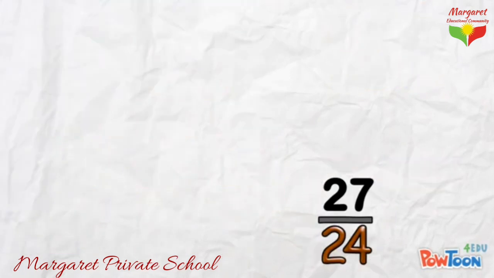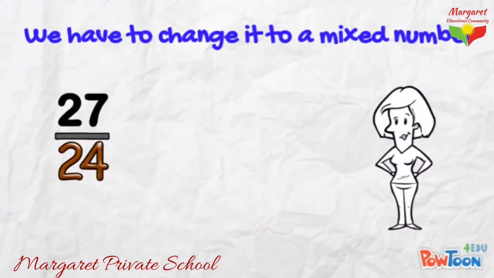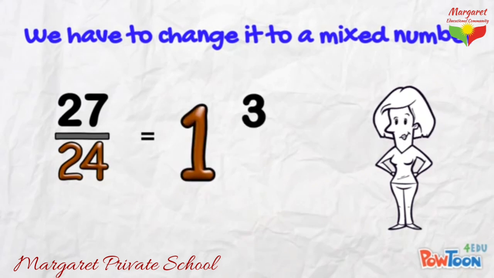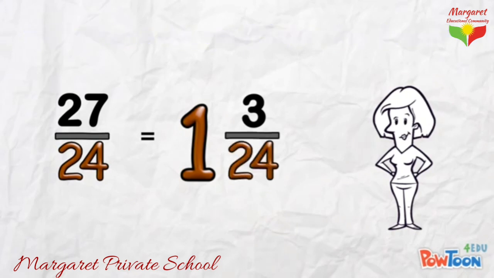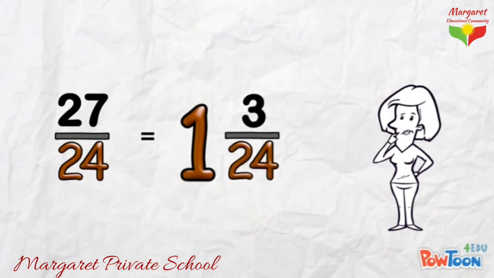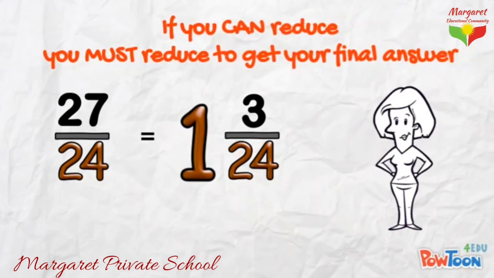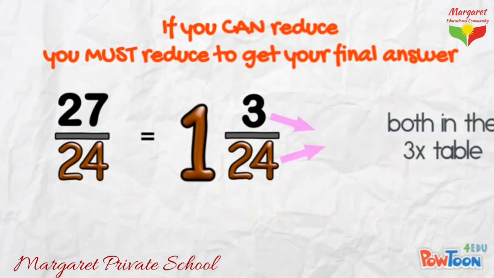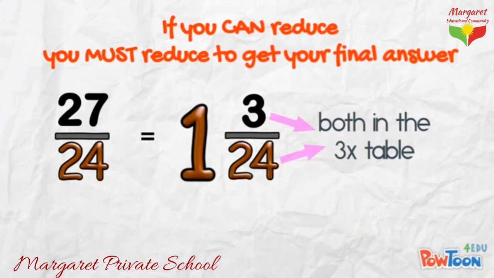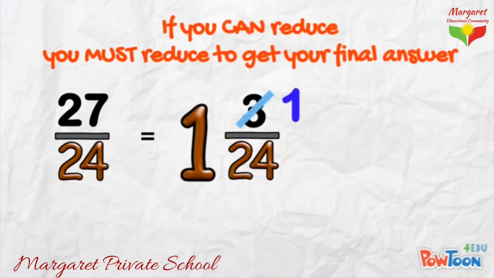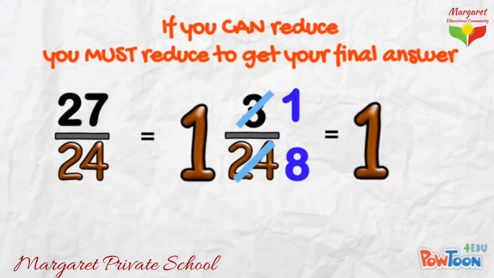We have to change it to a mixed number. There's one lot of 24 in 27, and there's 3 left over. Put that back over the denominator of 24. Notice anything? Can we go further? Can we simplify this fraction part? Yes, we can. If you can reduce, you must reduce to get your final answer. 3 and 24 are both in the 3 times table, so we divide by 3. 3 divided by 3 is 1, and how many 3s in 24? 8 3s are 24, so our final answer is 1 and 1/8.